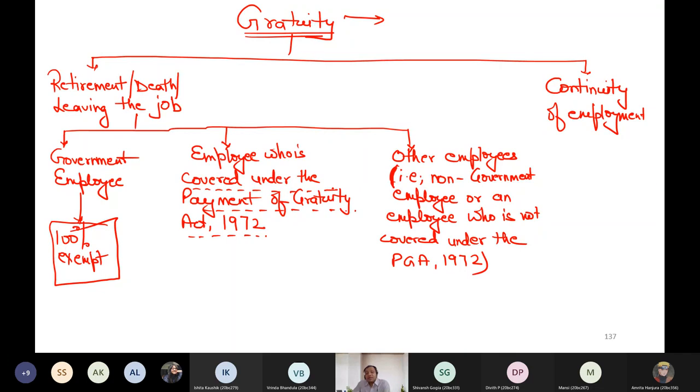If any employee is getting gratuity at the time of retirement, leaving the job or death, and is covered under the Payment of Gratuity Act, then also exemption is available, but not 100%. In this case, out of the gratuity received, the least of the following amounts is exempt.